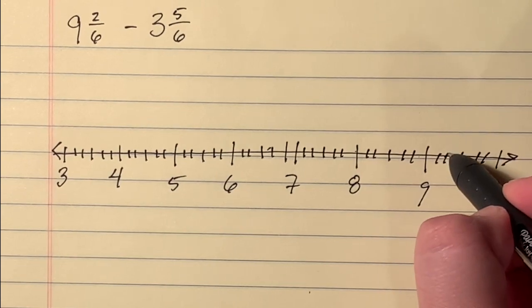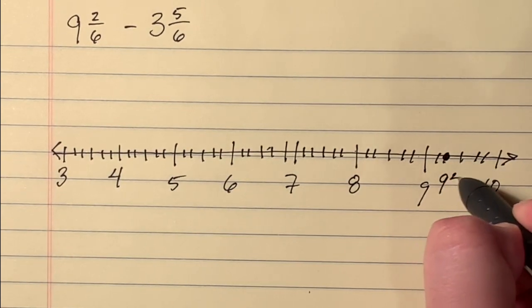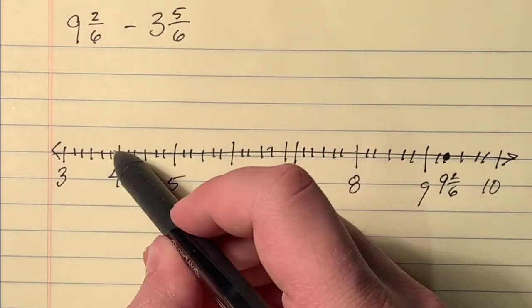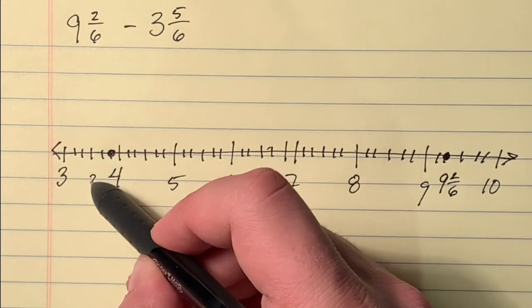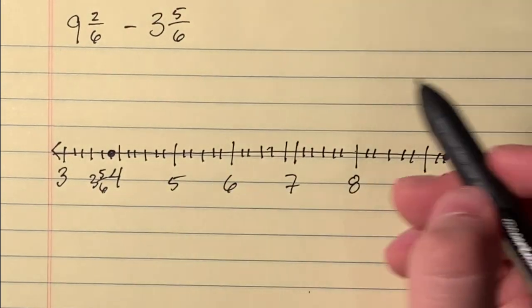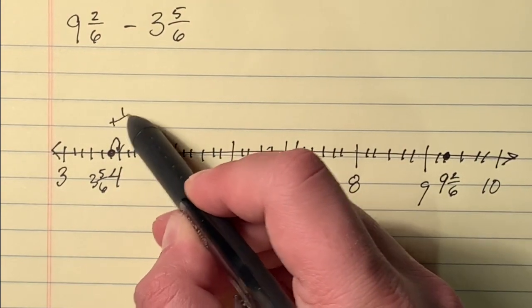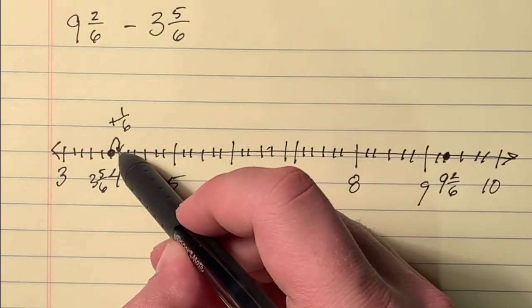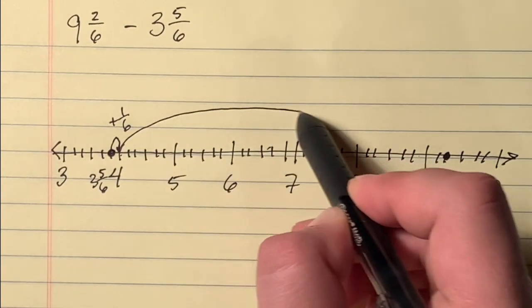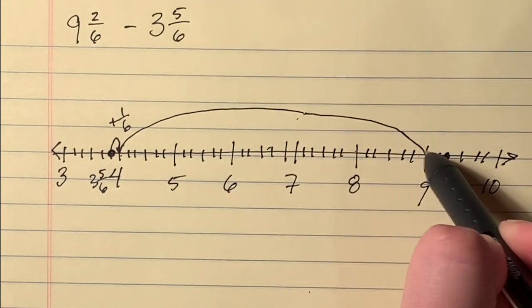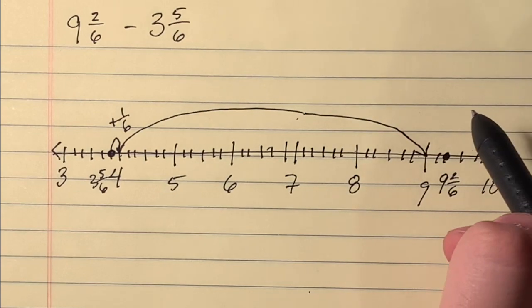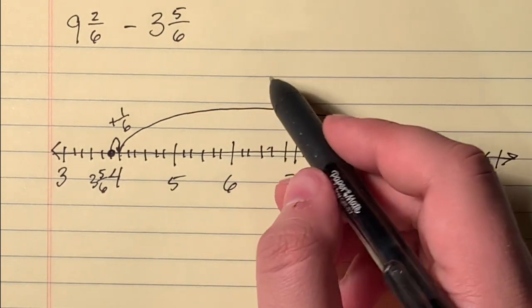I'm going to put my two numbers that I'm starting with, 9 2/6 and 3 5/6, on my number line. I'm going to start by counting to the nearest whole number, which is 4. So I count up, I add 1/6. Now I'm going to jump from 4 all the way to 9, because I'm skipping to the nearest whole number. And this is going to make my mixed number answer.